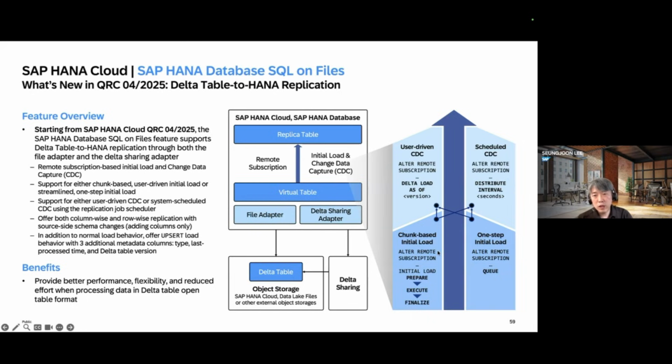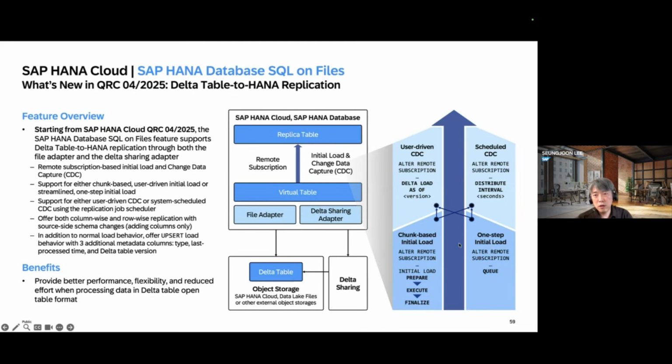When it comes to the initial load, you can load the data in a chunk-based approach, which is quite useful when loading a vast volume of data into HANA Cloud, so that you can divide the large initial load into multiple chunks and load them one by one. Or, if the size of the data to load is small, you can just go with the one-step initial load.